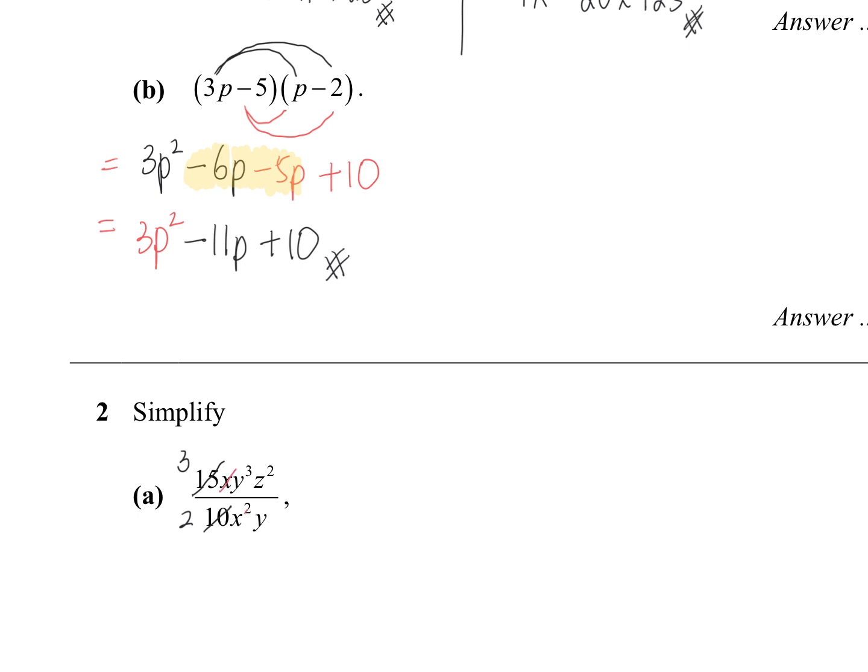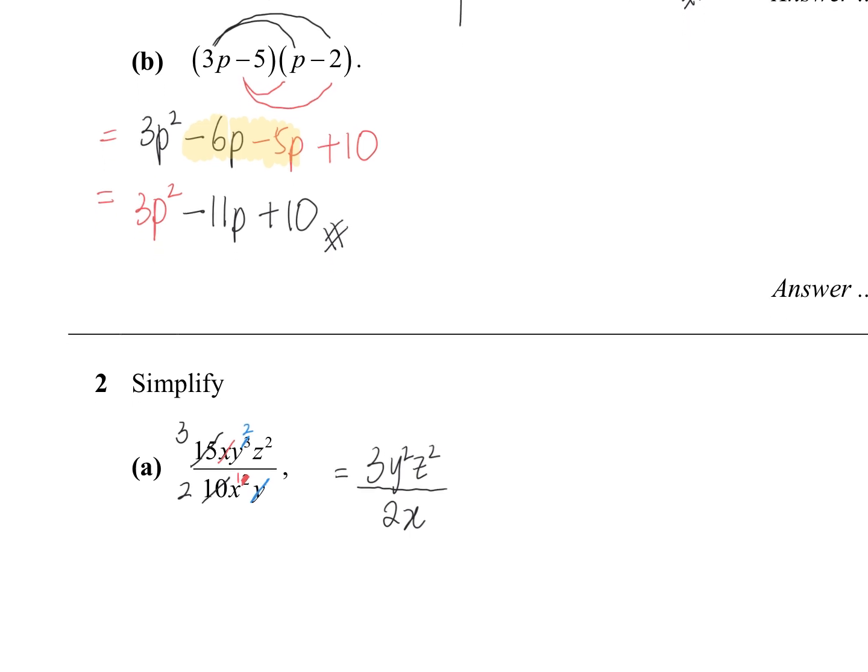1x, you cancel out, left with 1. 1y, you cancel out, left with 2. So finally, if you read carefully, you have 3y squared z squared on top. And then at the bottom, you have 2x left. So double check, make sure you cancel everything already.